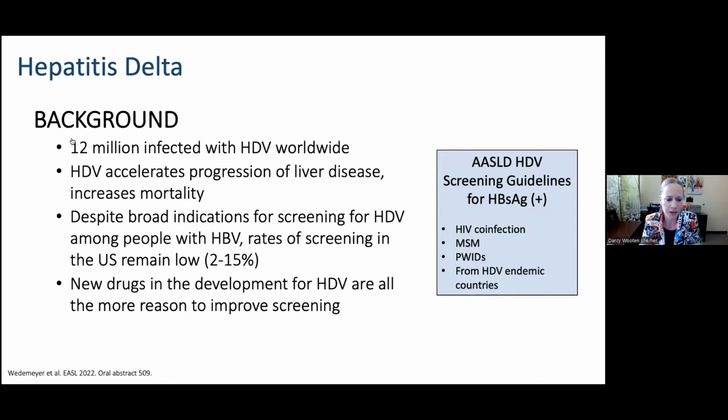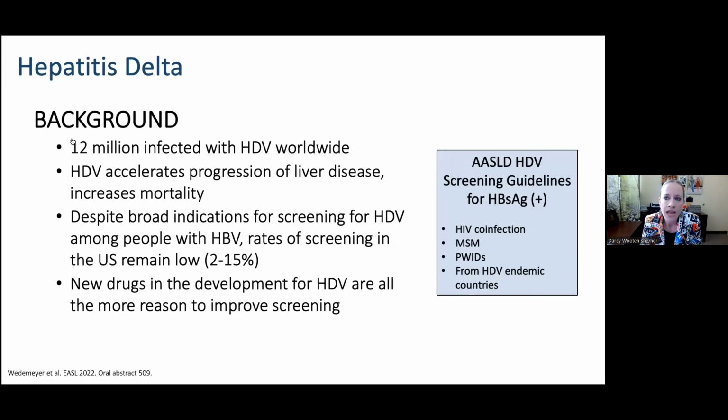So I'm going to go through this fairly quickly. Of course, we all know Delta only occurs with hepatitis B co-infection. It makes disease worse. And what I'll highlight is that we do a really bad job of screening for hepatitis Delta. I put in the blue box on the right the AASLD guidelines for who should be screened, people who have hepatitis B, who should be screened for Delta. But the European guidelines actually say everybody with hep B should be screened for Delta.